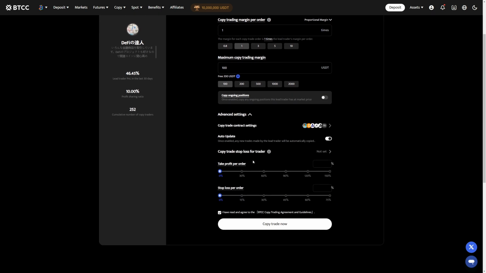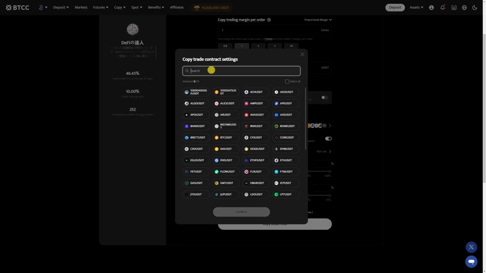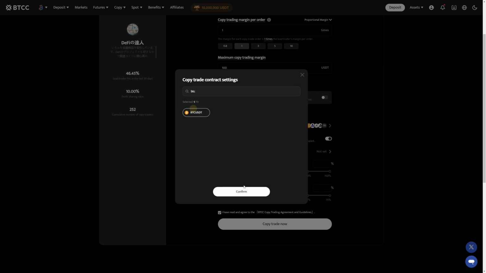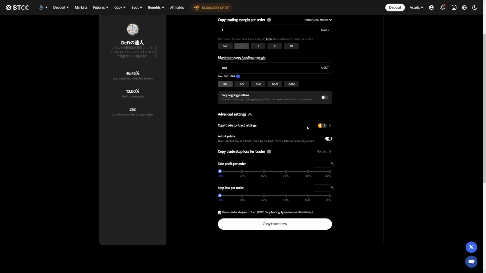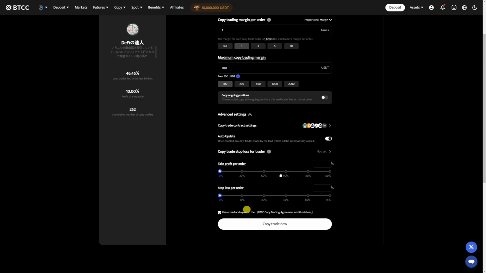Now advanced settings, these are quite interesting because now we can select the assets right here, which we want to trade or which ones we want to exclude. We can, for example, say we only want to trade Bitcoin. Right here, click on confirm, and now we will only copy trades on Bitcoin. But in this case, I will just go with all right here. But if you want to select specific coins, you can do this right here. Now we can also set this to auto updated, which I will also do, so everything is done automatically.